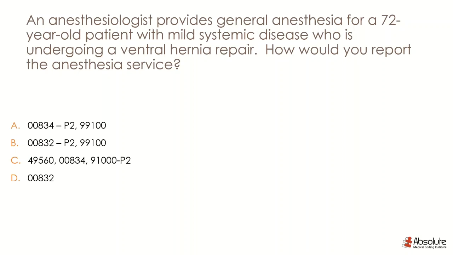Okay, coders, we have: A, 00834 modifier P2, 99100. B, 00832 modifier P2, 99100. C, 49560, 00834, 91000 modifier P2. D, 00832. An anesthesiologist provides general anesthesia for a 72-year-old patient with mild systemic disease who is undergoing a ventral hernia repair. How would you report the anesthesia service? You got this, coders.